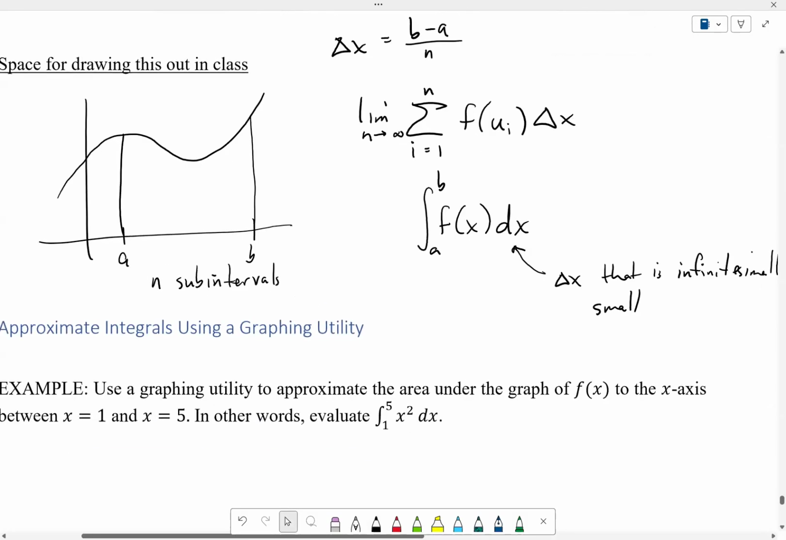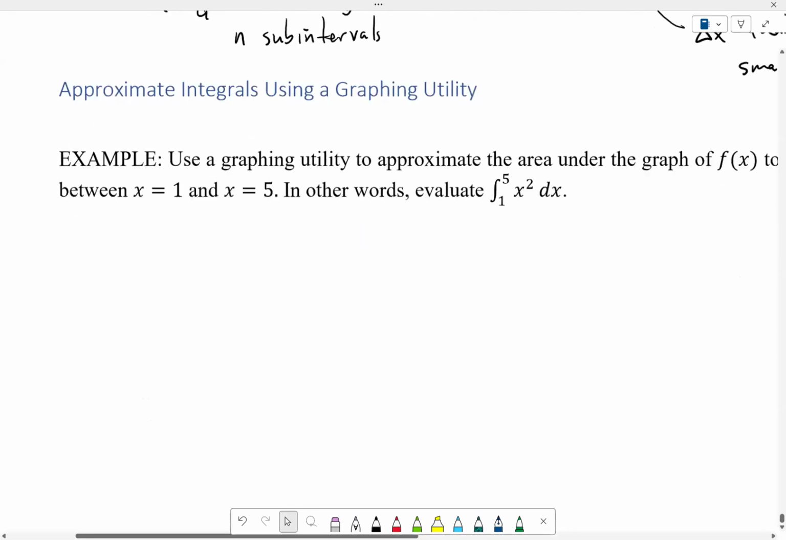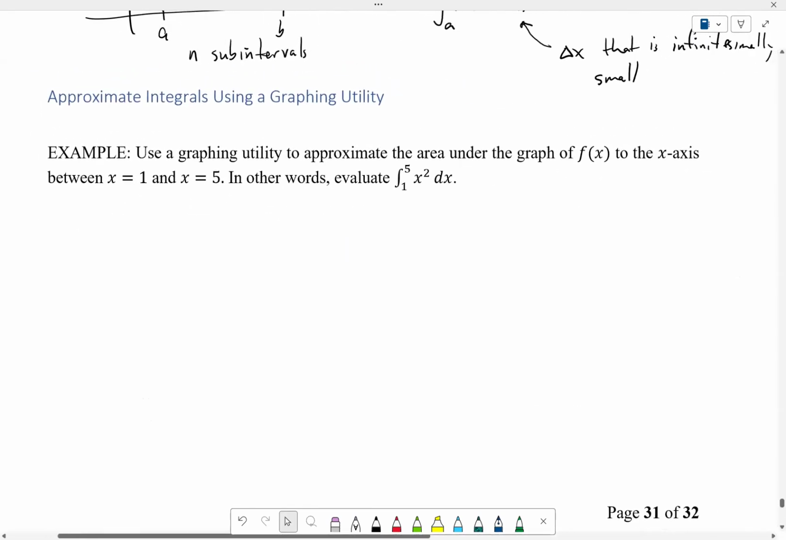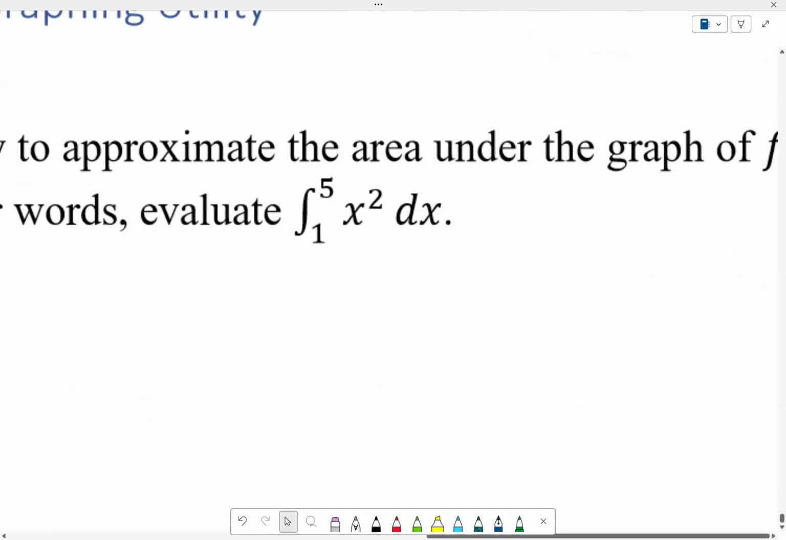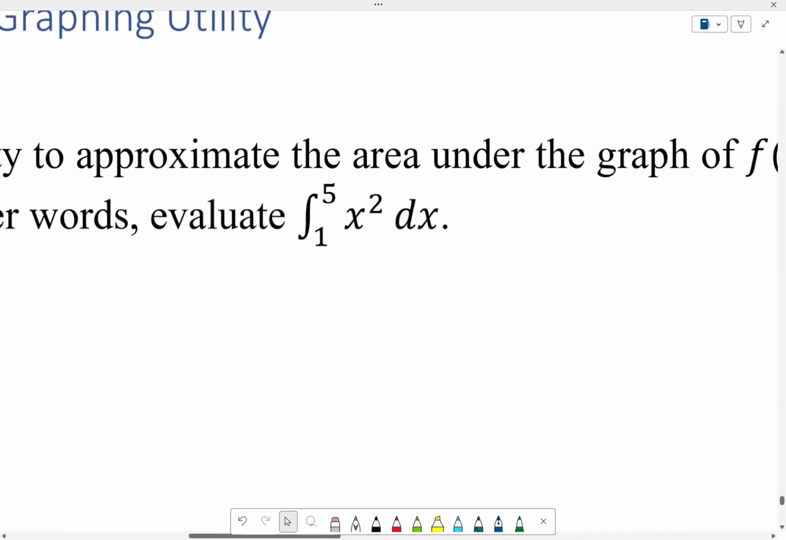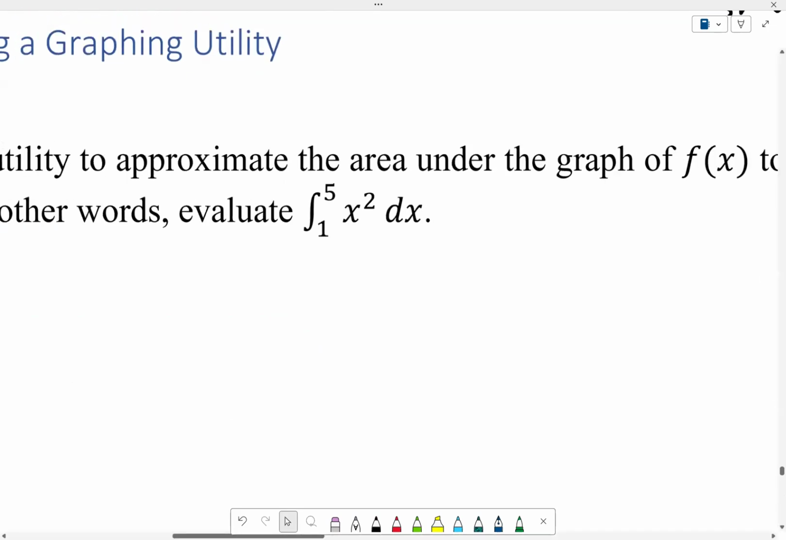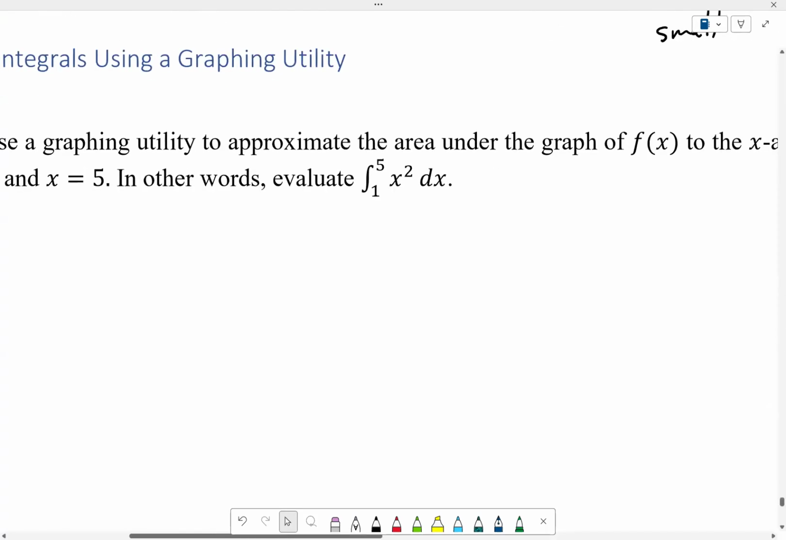So if you're looking for the area under the curve, this is the expression you're going to put in. We're not going to go over how we do that; that would be next year. But you're going to see questions on homework that look something like this: using the graphing utility, approximate the area under the graph of f of x to the x-axis between x equals 1 and x equals 5. In other words, evaluate this. So this is the integral from 1 to 5 of x squared dx. The dx has no real purpose. It's just a vestigial remnant from what it comes from. It comes from that delta x.